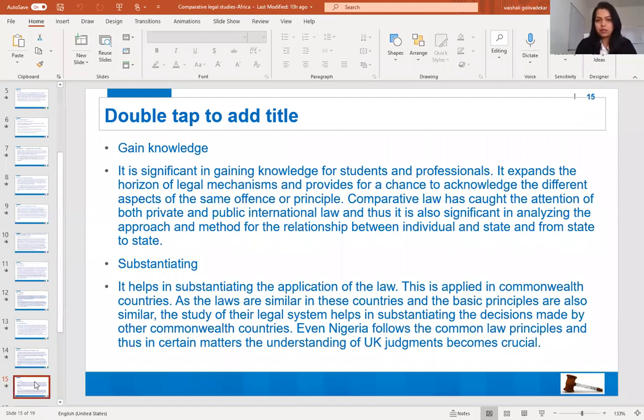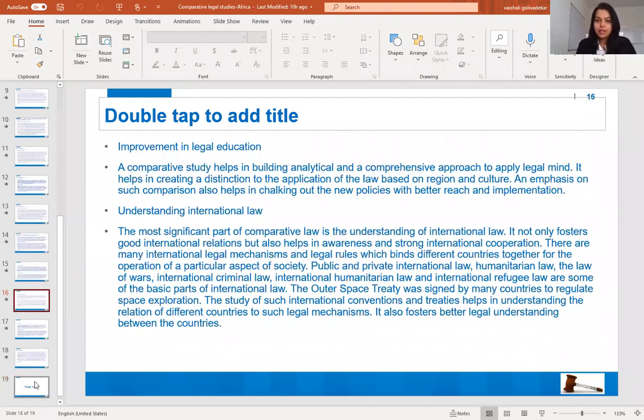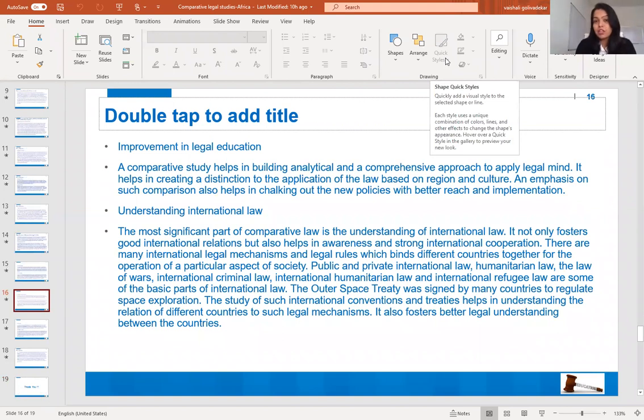I'm going to the next slide. So the next significance of comparative legal studies is improvement in legal education. How does it improve legal education? Let us understand. A comparative study helps in building an analytical and comprehensive approach to apply the legal mind. It helps in creating a distinction in the application of the law based on region and culture. And emphasis on such comparisons also helps in chalking out new policies with better reach and implementation, right? So you can make your new policies depending upon this comparative study.